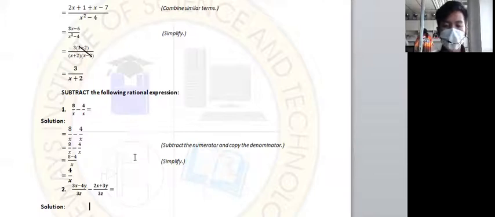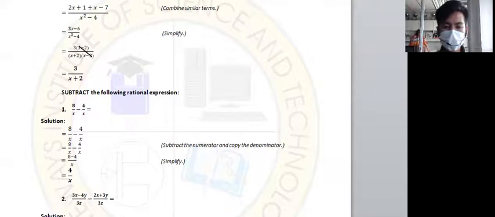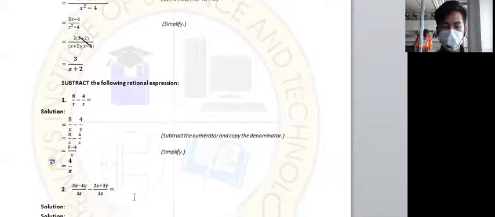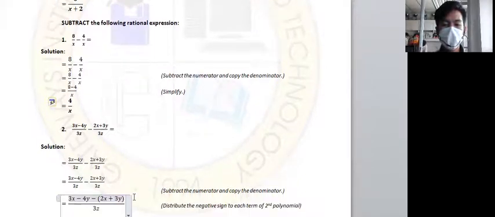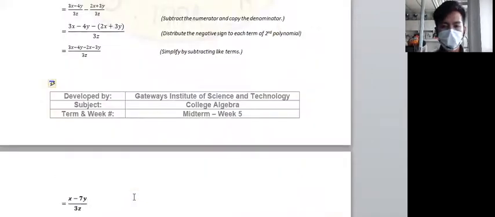Okay po. Then for example number 2, 3x minus 4y over 3c minus 2x plus 3y over 3c. So same denominator po, kokopyahin na lang po natin. Then pagsasamahin po natin yung numerator po natin. So our numerator will be 3x minus 4y minus 2x plus 3y. Then combine like terms, 3x minus 2x is equals to x.